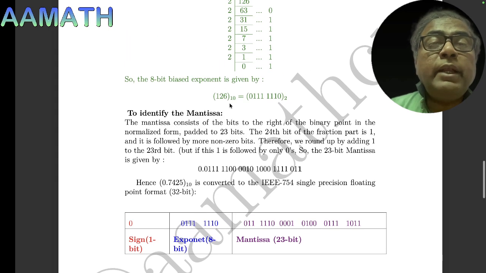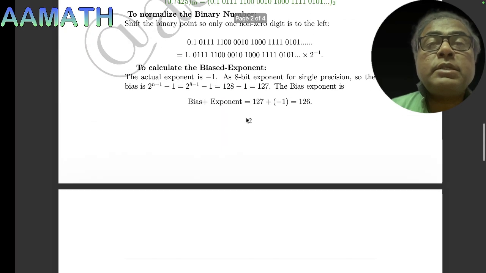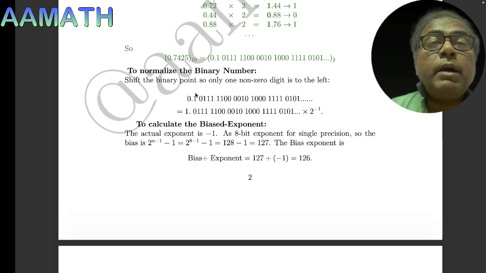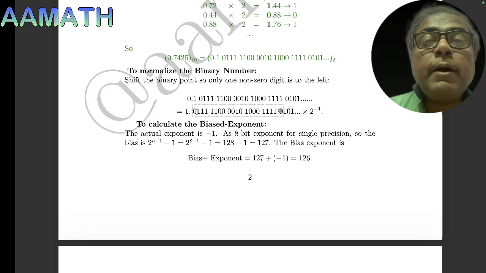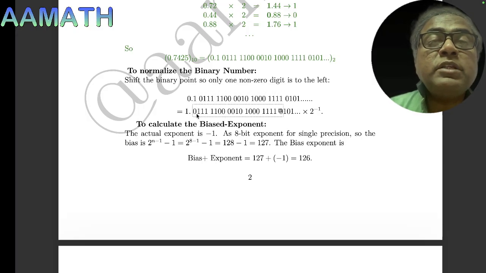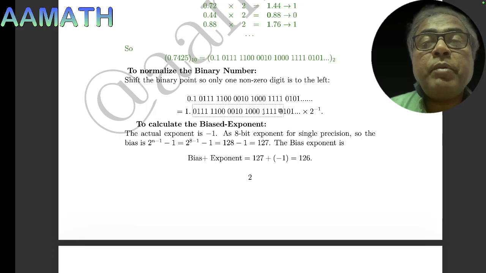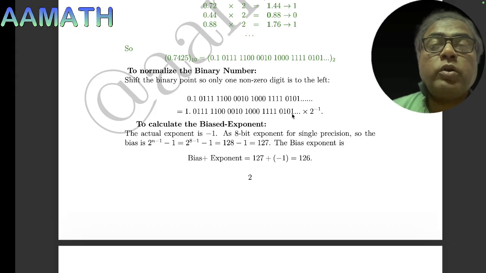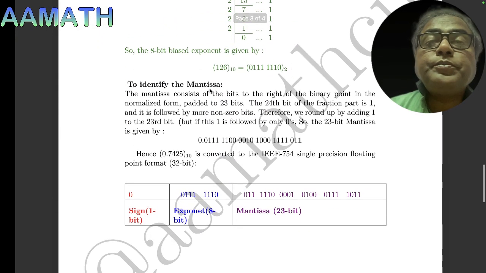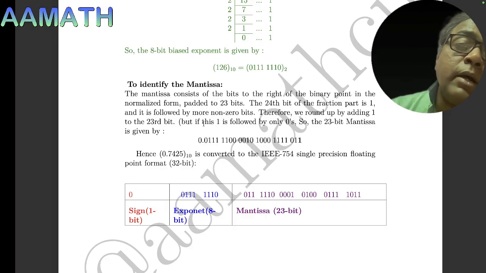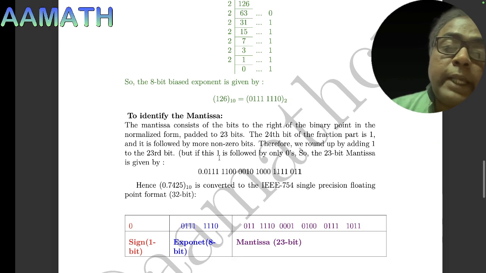Next, to identify the mantissa part, this is the floating point representation from the standard binary number. The floating point is 0 1 1 1 0 0 0 0 1 0 1 0 0 0 1 1 1 1 0 1 0 1, and so on. For the mantissa part, the 24th bit, we accept only 23 bits. Here 23 bits for that.